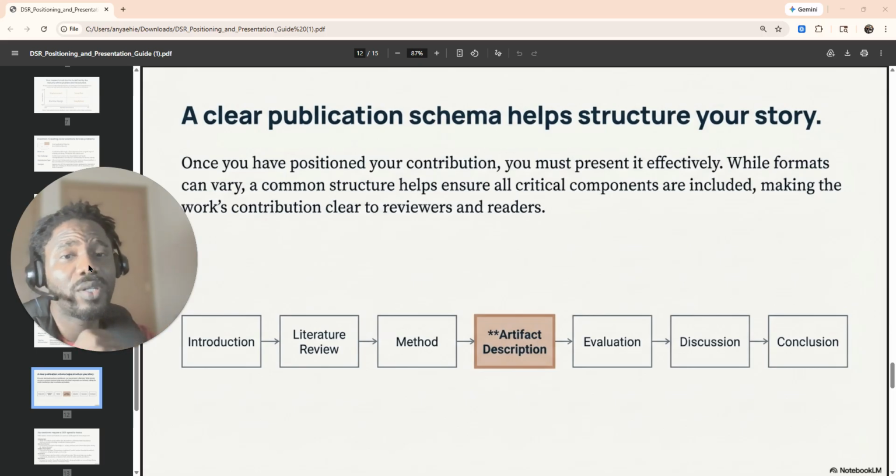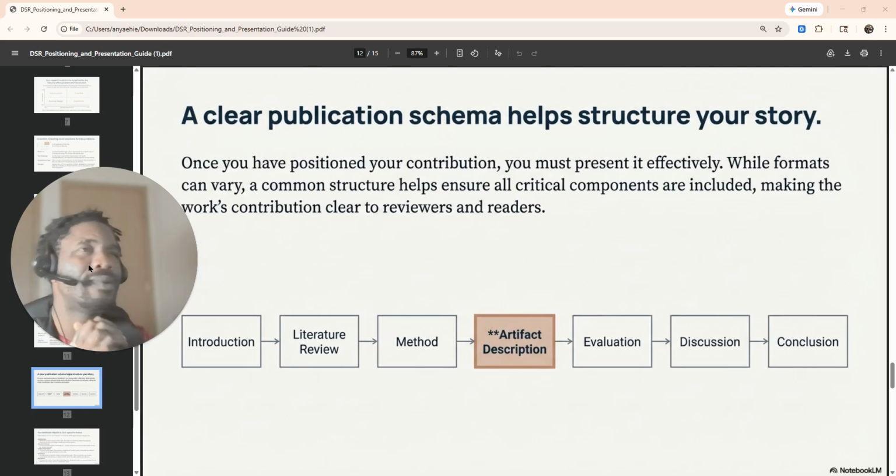The introduction, the literature review, you have to review the literature to understand what is there. The method, the artifact description, the evaluation, the discussion, and the conclusion. You introduce, you review, you method, your artifact description, and evaluation, discussion, and conclusion.